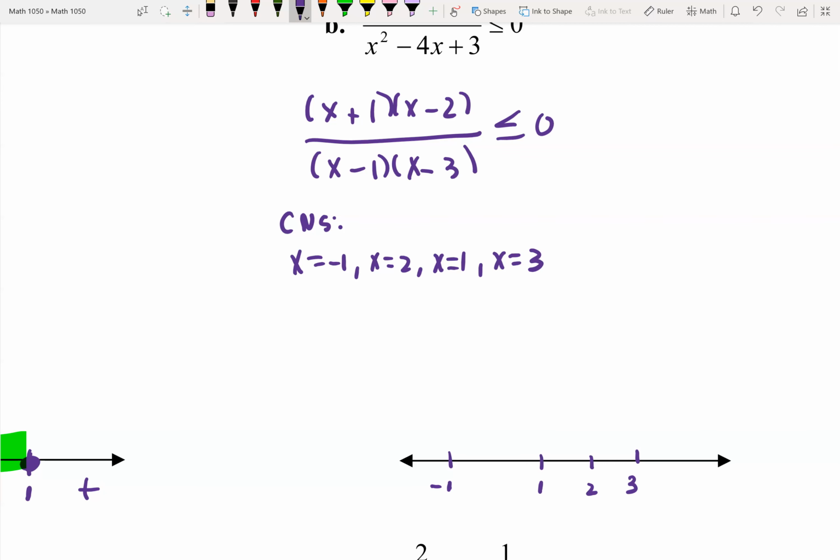Okay, restrictions, by the way, x cannot be 1, x cannot be 3. So my circles are going to be open on the 1 and the 3, but since I have an equal sign, they're going to be closed on the other ones.